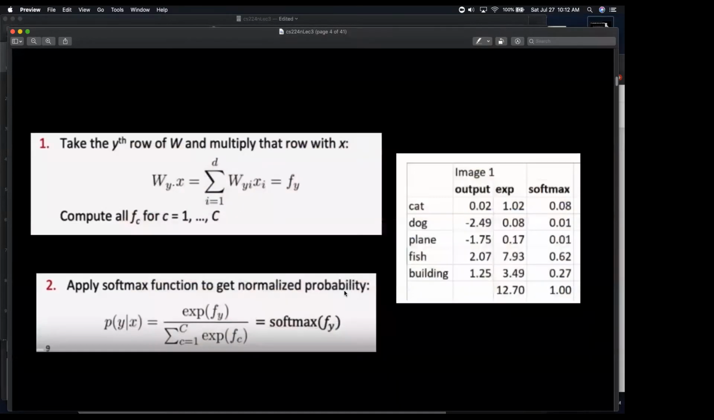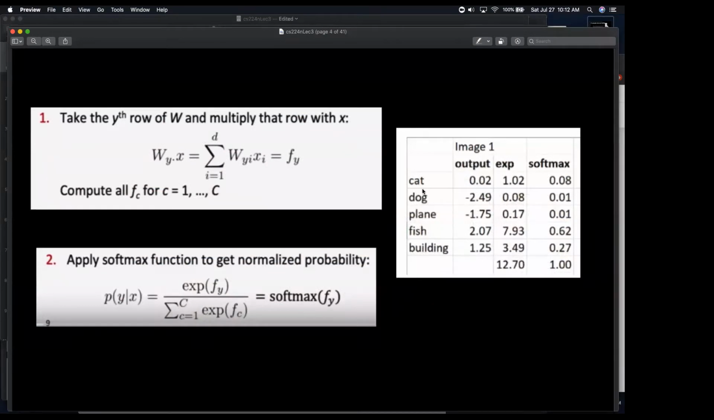Cool. So, revisiting softmax here, drawing from Jeremy's slides. Let's say you're trying to classify whether the image has a cat, dog, plane, fish, or building. Again, to reiterate, ideally your images have only one of these, not none of these, and not more than one. And the last layer, the last set of activations that you get, is this output.